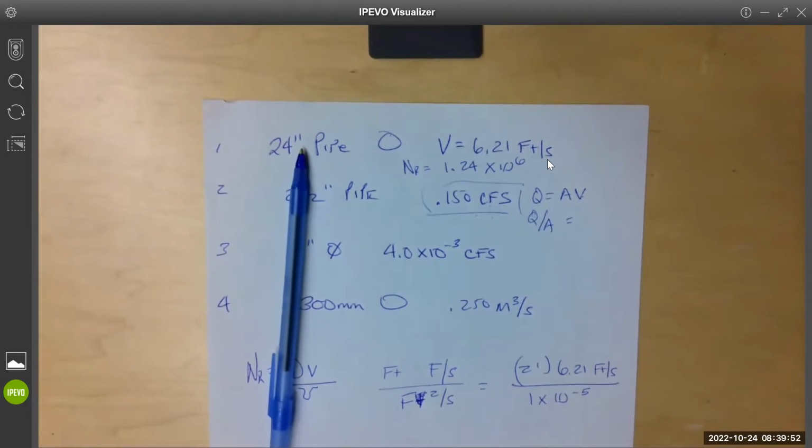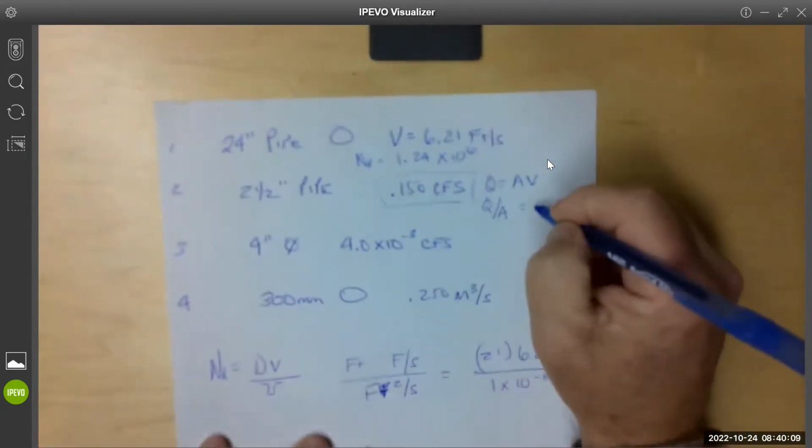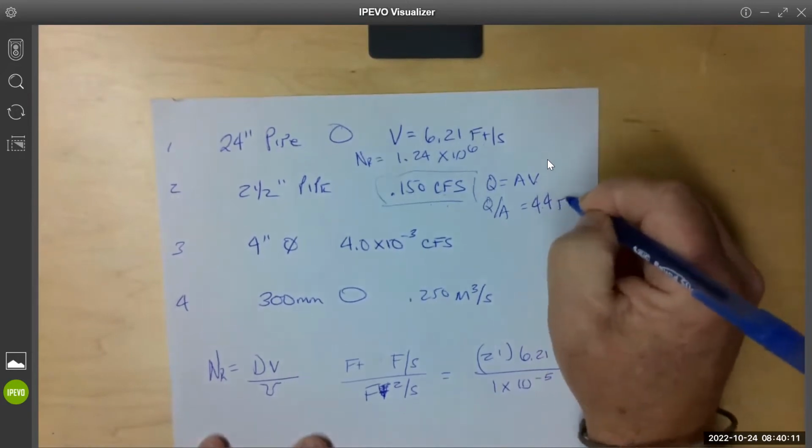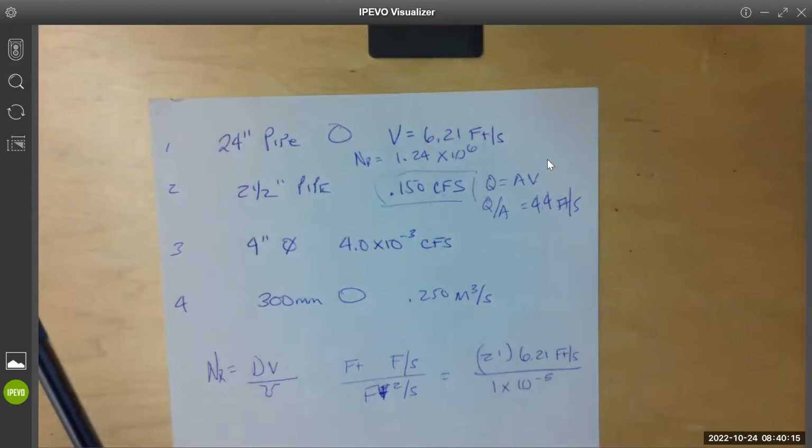Yeah. Anyone get that number? Just did it all. What'd you get for velocity? Say again. 4.4 feet per second. Yeah, anyone else get that number?